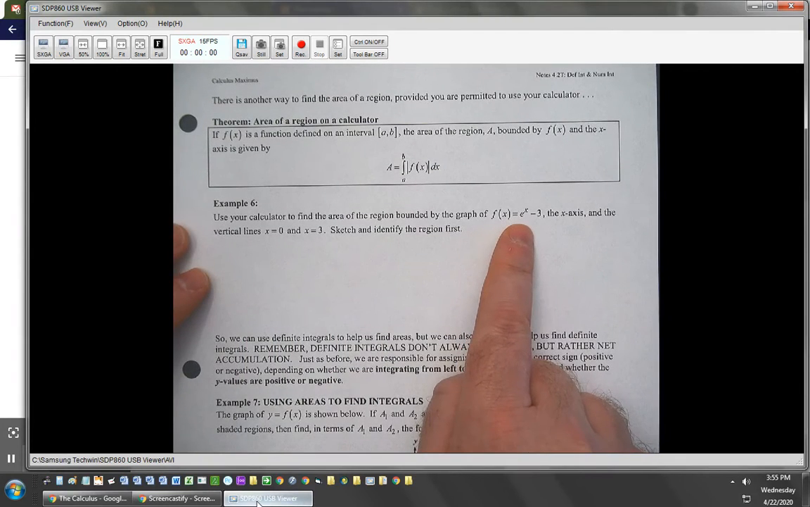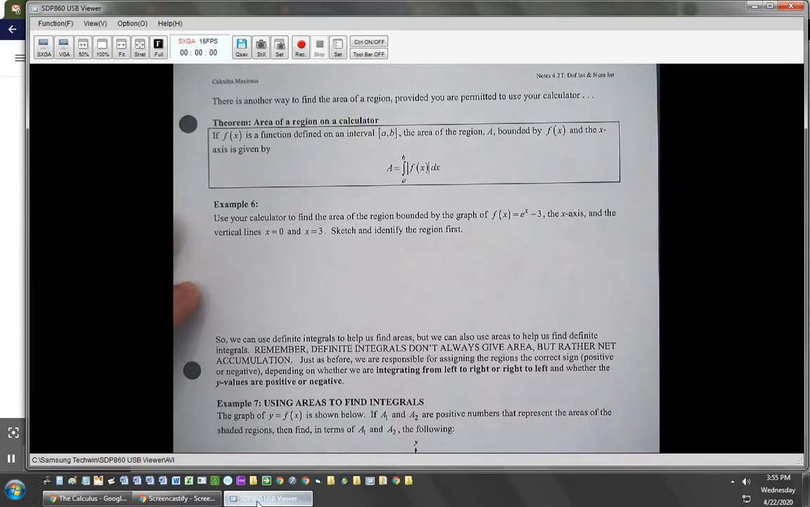So we're going to try to find e to the x minus 3. So what do you remember about the e to the x graph? See if you can sketch it.